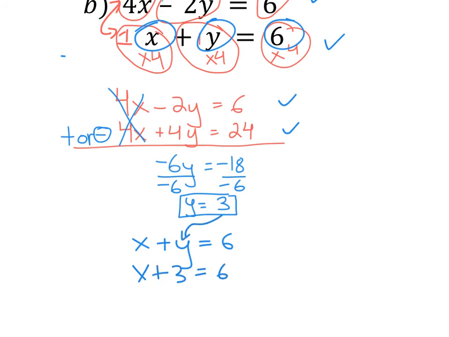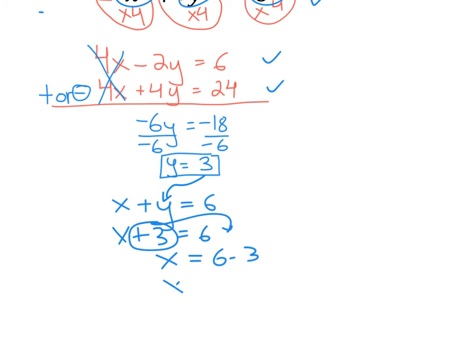Then I begin to perform opposite operations by taking that 3 and bringing it over. 6 minus 3 is 3. So my x and y's are both 3. My point of intersection is 3, 3.